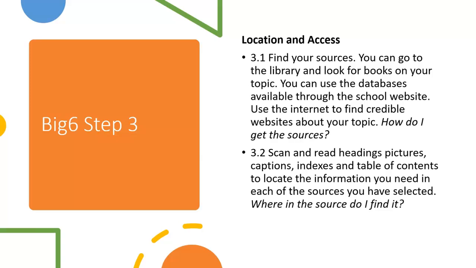Once you do that, you can scan and read headings, pictures, captions, indexes, and tables of contents to locate the information in the sources that you have selected. So questions in this step would be, how do I get the sources? And where in the source do I find the information that I need?